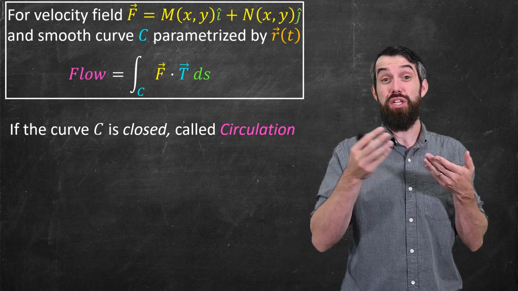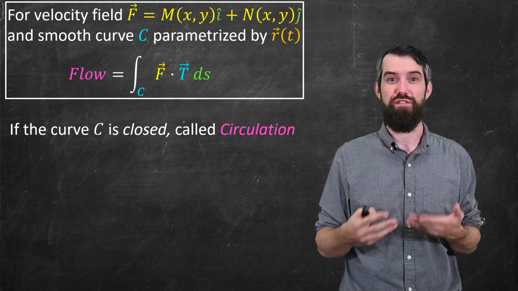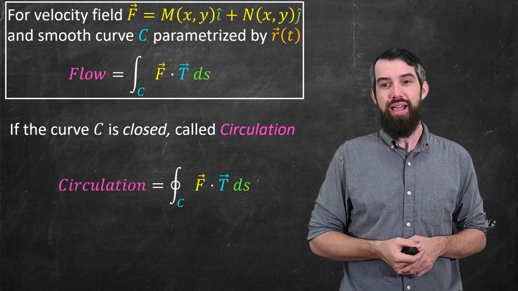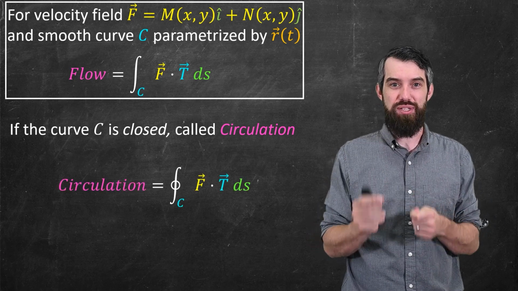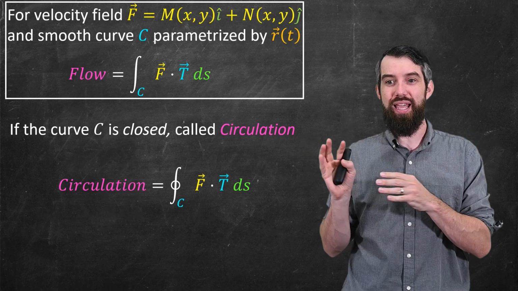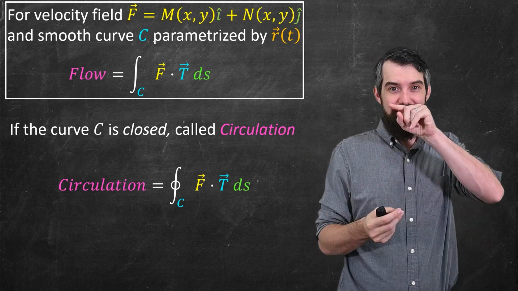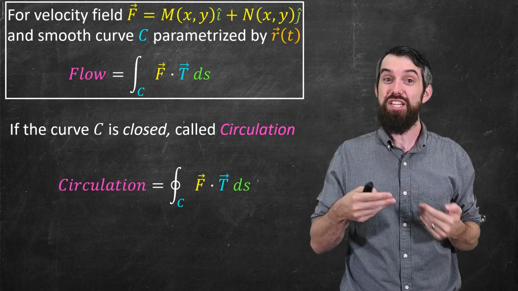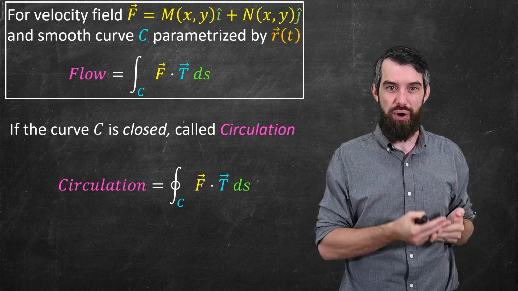Anyways, when your curve is closed, we give it just a new word. The flow integral is just called the circulation. And to indicate that, we add a new symbol. So it's the exact same formula, except our integral sign has this little circle inside of it. And that just indicates that it's a closed curve.